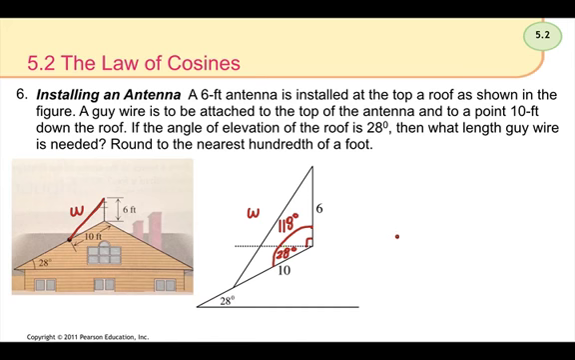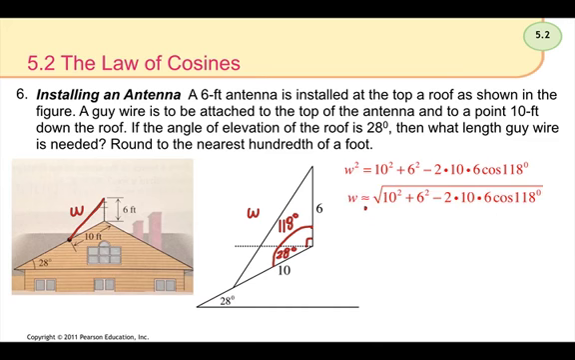Now that I have this, I should be able to apply the law of cosines to find W, and this is what I get. W squared equals 10 squared plus 6 squared, and so forth. From here, my goal is to solve for W. So what I want to do is take the square root of both sides. And this is what I get. I punch this into the calculator, take the square root, and I get 13.9 feet. And then just to finish the problem, write the following sentence: The length of the guy wire is 13.9 feet. And this concludes the video.